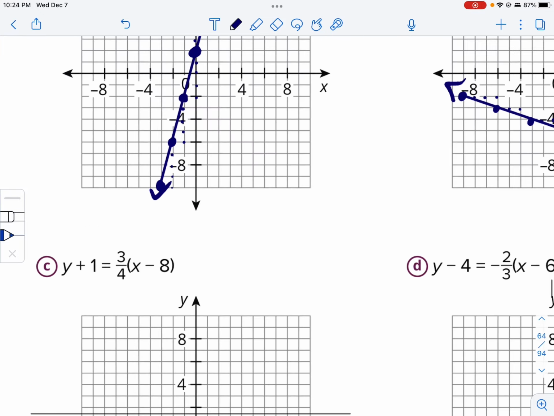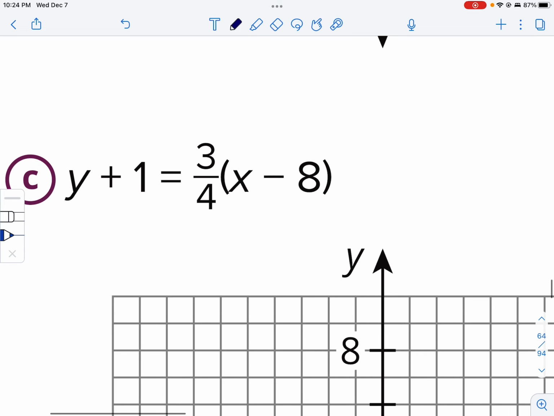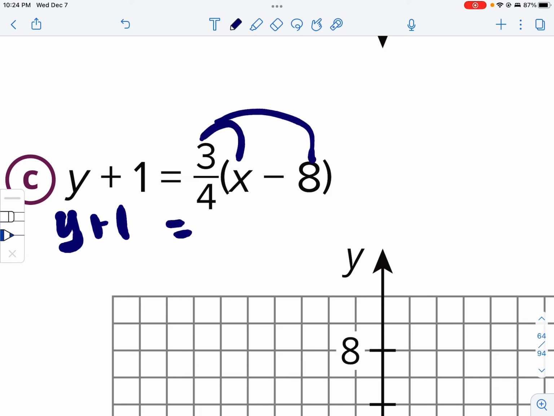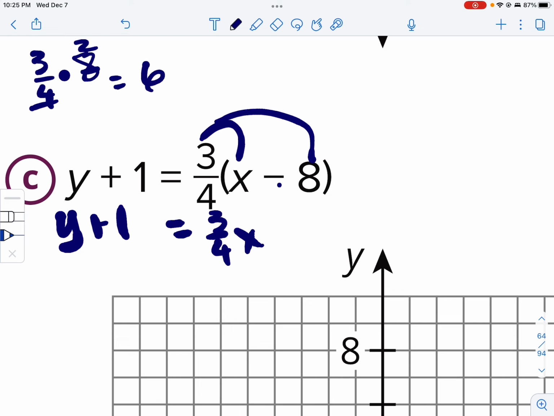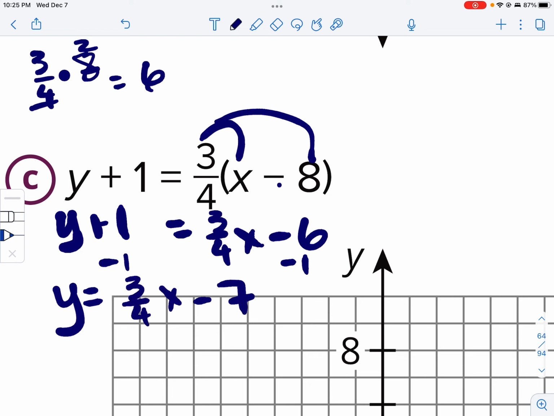Now on this next one, look, it's not solved for y yet. So first things first, I've got to solve it for y. So I need to distribute this. So 3/4 x and 3/4 times 8. 4 goes into 8 twice. So that gets me 6. But there's a negative sign, so I need to do -6. Subtract 1 from both sides, and I get y equals 3/4 x minus 7.